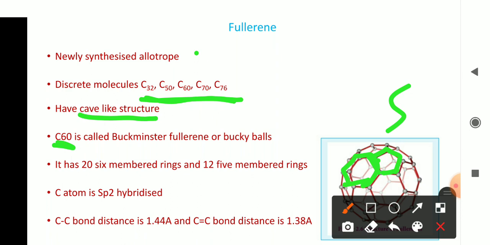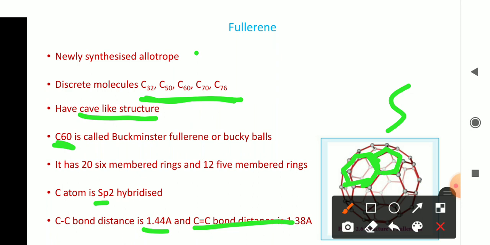And here the hybridization is sp2. The carbon atom in fullerene is sp2 hybridized, and the carbon single bond carbon bond distance is 1.44 Angstrom, and the carbon double bond carbon bond distance is 1.38 Angstrom. So with this, the information about fullerene is over.